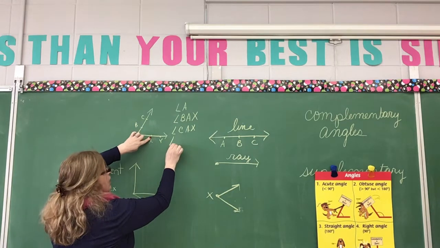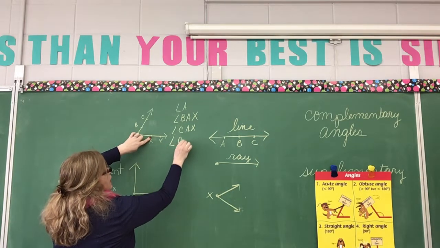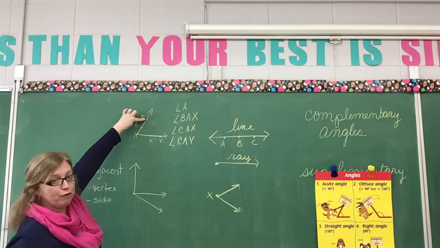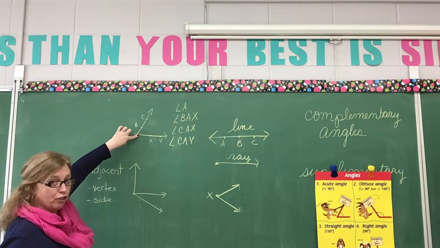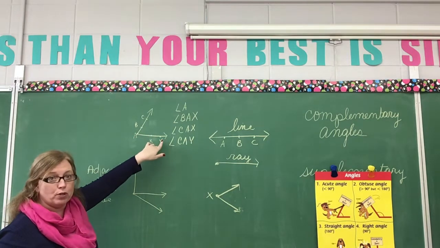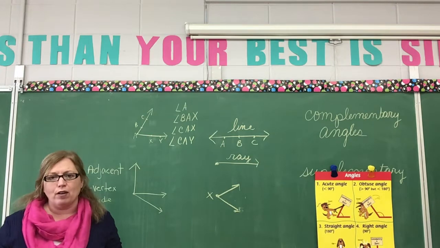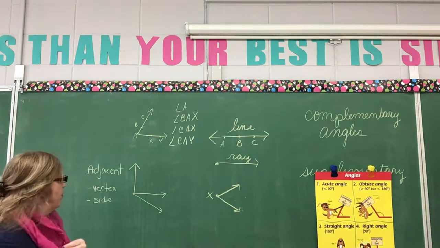Or I could call it another angle name. Again, I'm taking a point from this ray, then the vertex, and one of the points from this ray. There are about nine different names you could give this angle. I'm not going to go through all of them. I think you get the point.